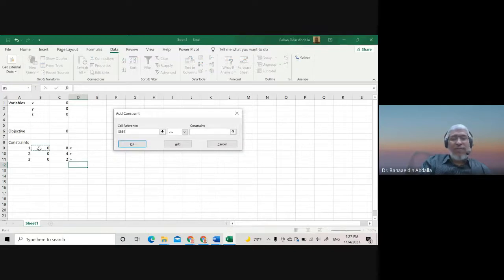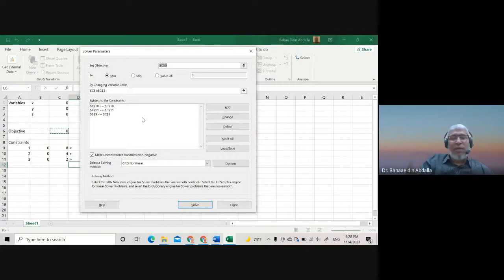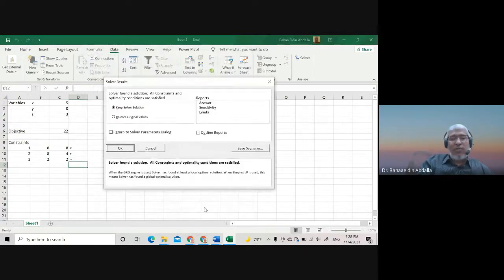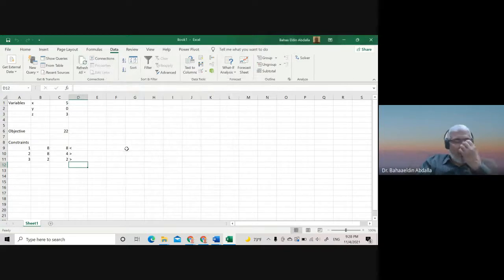So the first one should be less than. So it's already less than. So less than this cell. So this is the first one. The second one is this one and should be greater than. So I change it to greater than. And then I put this one. Add it. The last constraint, this one, and it's also greater than. So greater than, and this is the last one, so I'll tell him okay. And now I'll ask him to solve. Keep the solutions. So this is the solution.